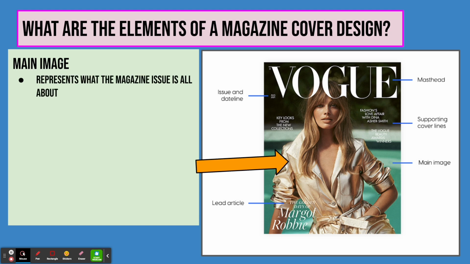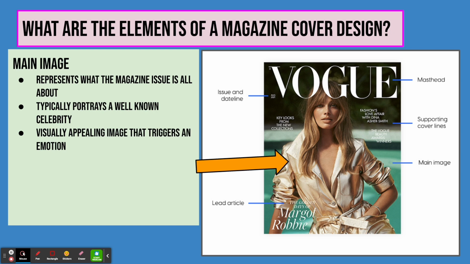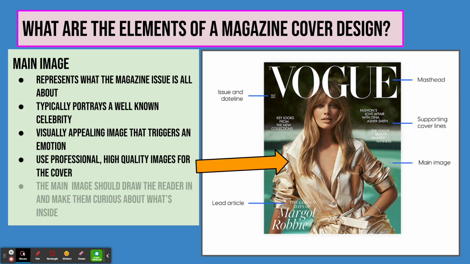So in review, the image represents what the magazine issue is all about, typically portrays a well-known celebrity, a visually appealing image that triggers an emotion. And by the way, you don't always have to have a well-known celebrity. That's just typical. Appealing image that triggers an emotion. Okay, so that would be instead of a celebrity, just some kind of an image that triggers an emotion. Use professional, high-quality images for the cover. The main image should draw the reader in and make them curious about what's inside.